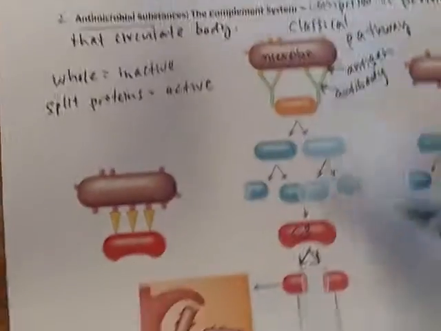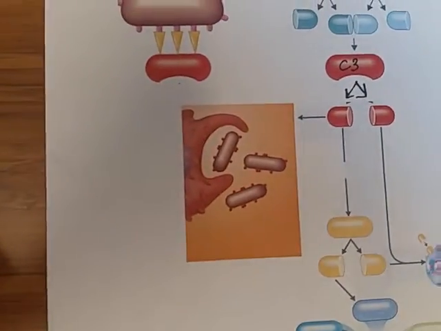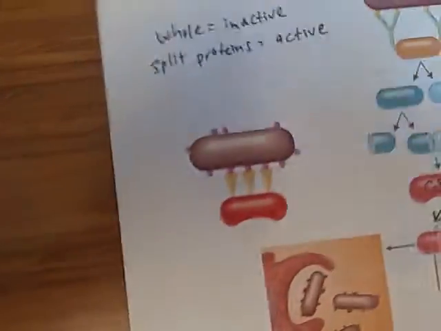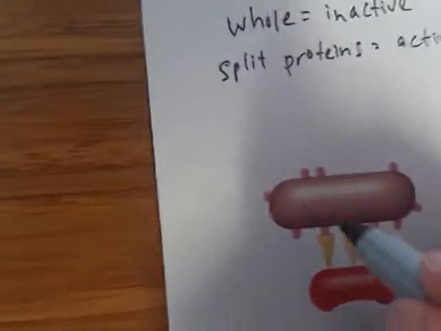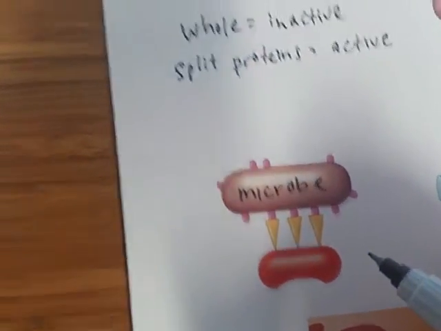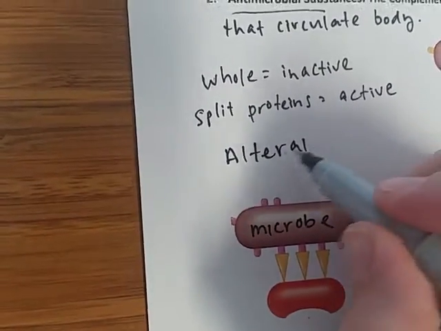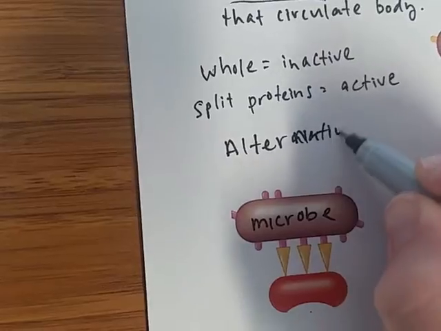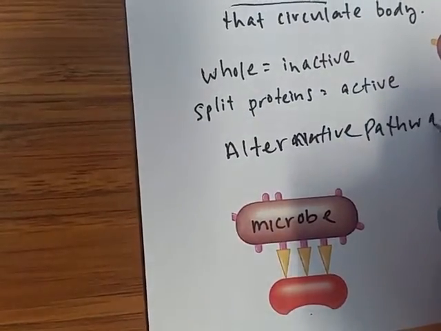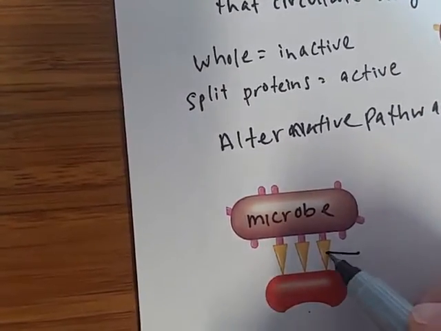So what are some other ways that we can get this activation? So a second way is we can have what's called the alternative pathway. So in the alternative pathway, they found the classical pathway first, and then the alternative way was the second way that they found. So once again, we have a microbe here, or a pathogen. And in the alternative pathway, we're going to have these different protein factors here.